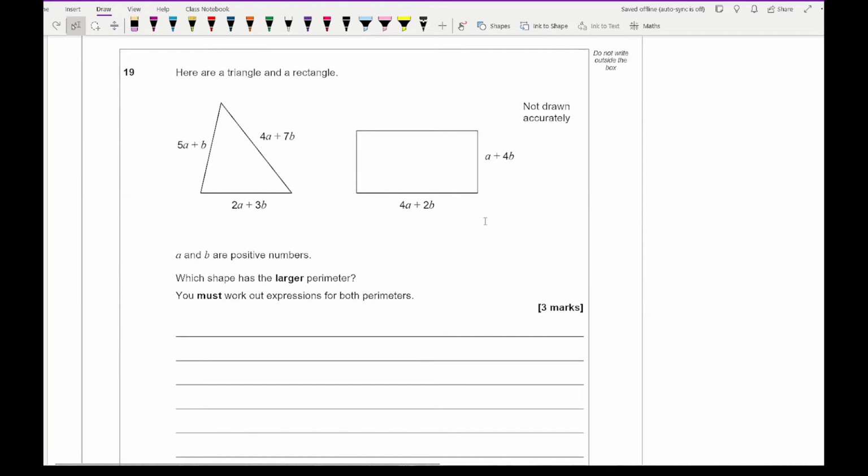Moving on to question 19, it says here is a triangle and a rectangle. It says a and b are positive numbers. Which shape has the larger perimeter? You must work out the expression of both perimeters. So let's have a look at this.